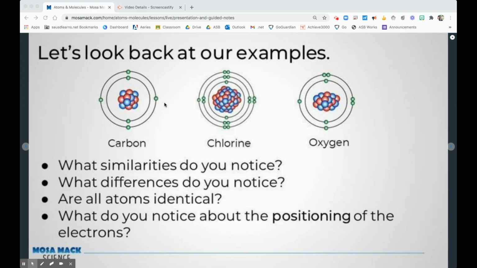Now we're going to take a look at the electrons in the orbitals. We're going to take a look closely at all of them. What do you notice about the positioning of each of these electrons? What do you notice about these in carbon, chlorine, and oxygen? So now you're going to pause and answer question 8. What do you notice about the positioning of the electrons in each of these examples?